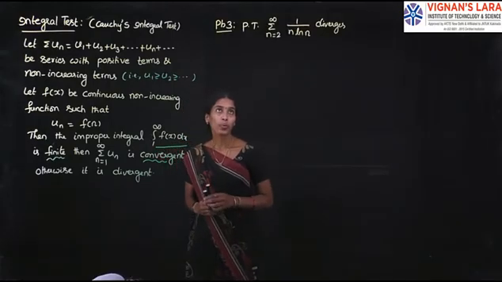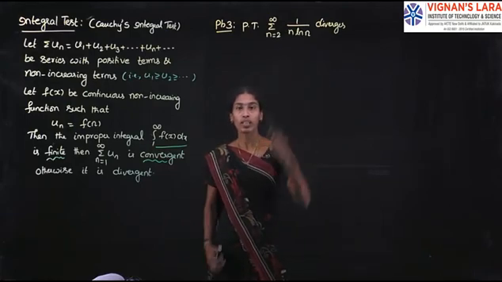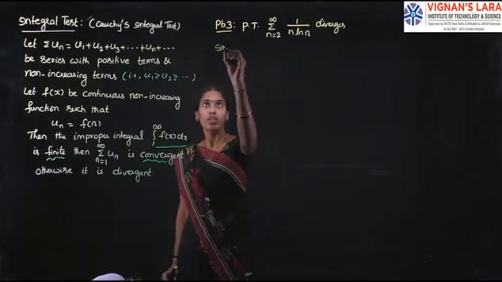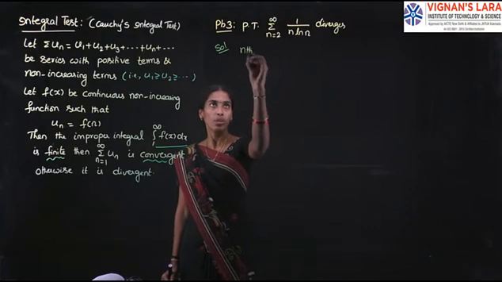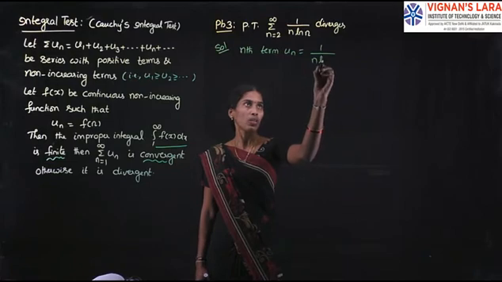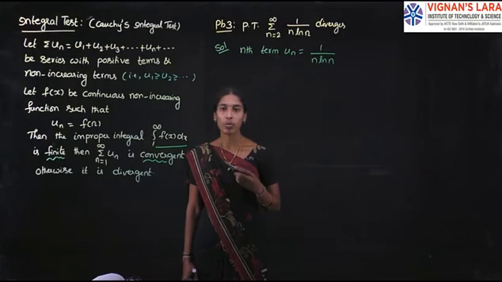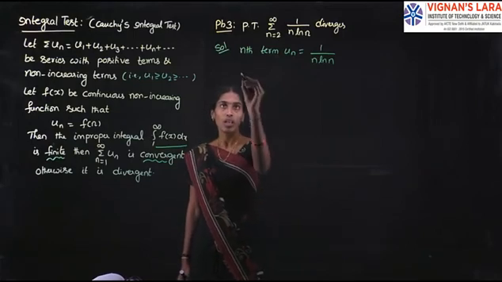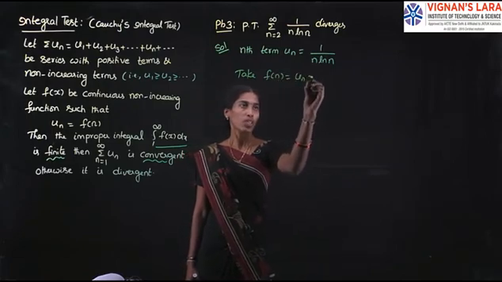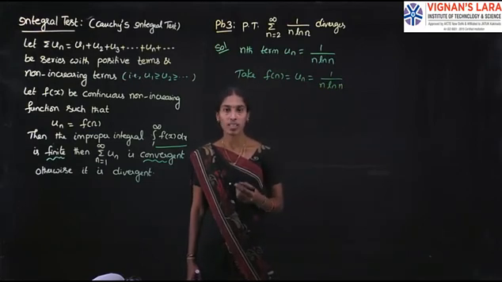Right, next sum. Prove that summation n equal to 2 to infinity 1 by n into ln of n diverges. Here, the nth term un is equal to 1 by n into ln of n. So to apply the integral test, we take f of n as un, which is 1 by n into ln of n. Ln of n means log base e.